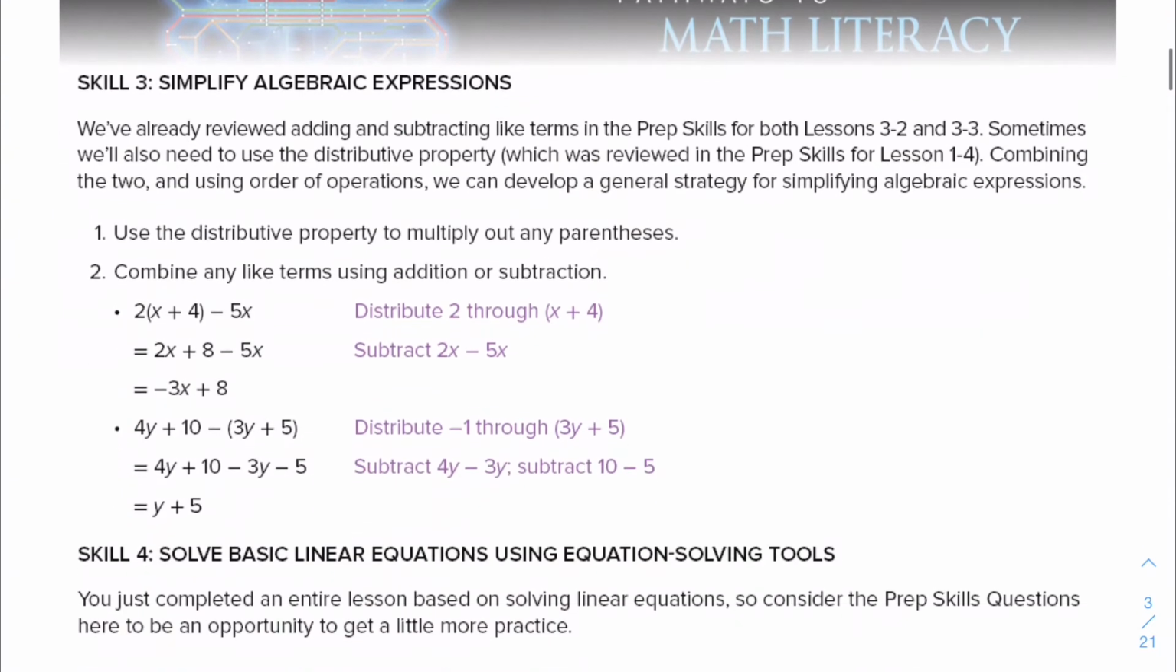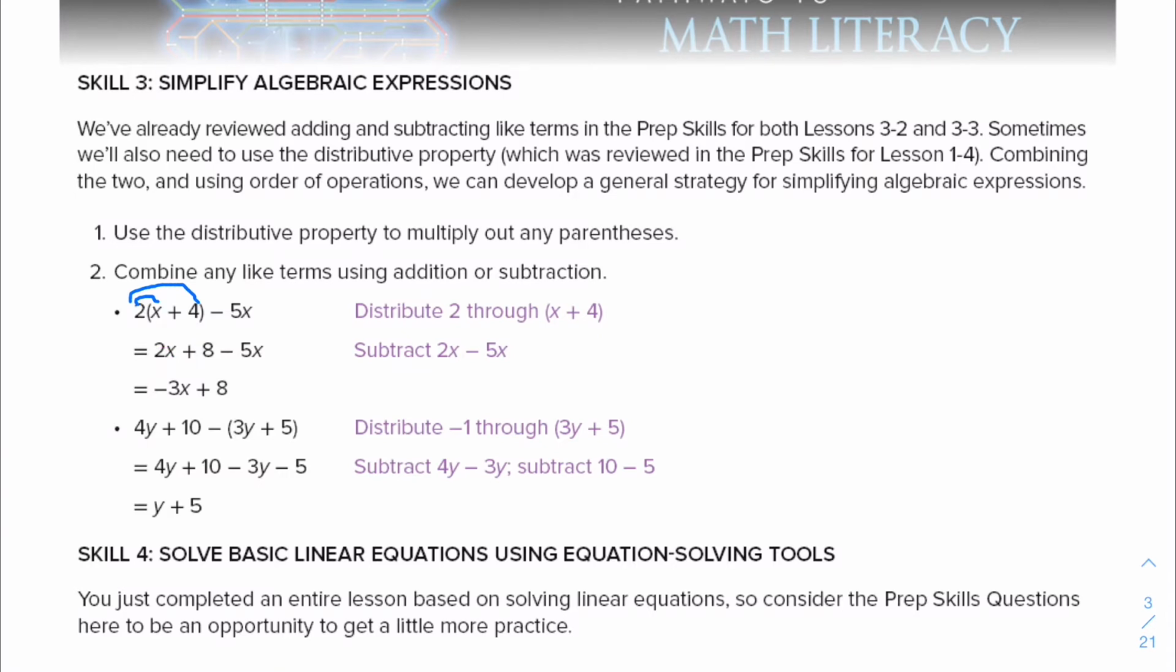And then the third one, we've talked a lot about combining like things. So you want to combine like pieces. Remember, x squared and x are different because they're different quantities. But if we have different cases like this, we're going to start with 2 times x plus 4 minus 5x. First thing you're going to do is use that distributive property. You're going to distribute the 2 out. So you get 2 times x, which is 2x. 2 times 4 is 8.